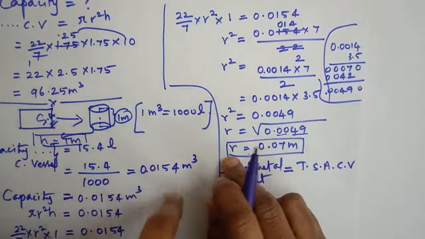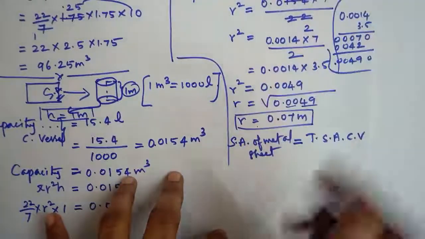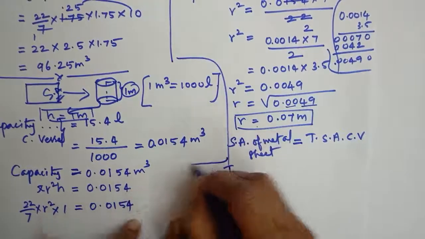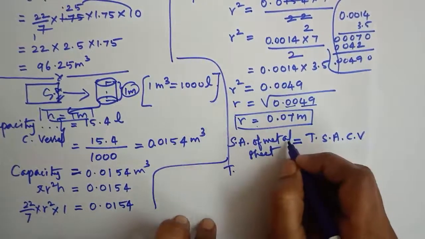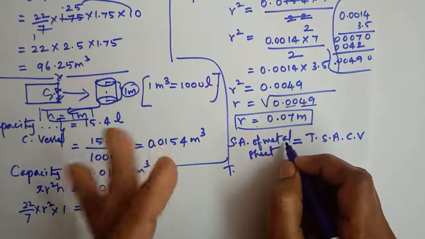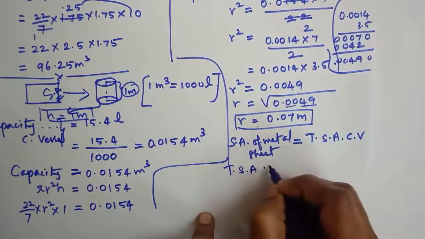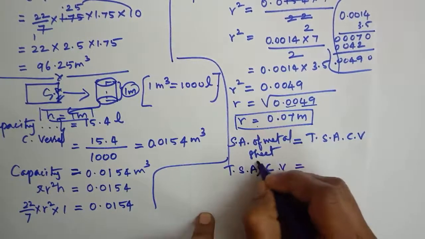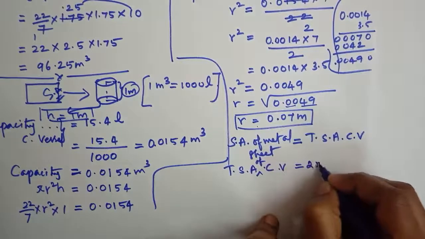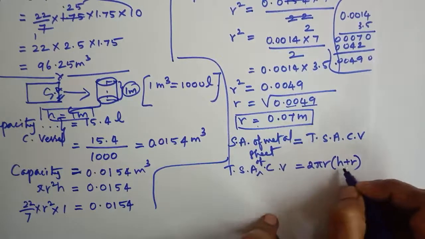So students listen, r is equal to 0.07 meter. We have to find the total surface area of the cylindrical vessel, because that is equal to the surface area of the metal sheet. How many square meters of metal sheet would be needed to make it? So the total surface area of the cylindrical vessel is equal to, what is the formula? 2 pi r of h plus r. Very good.